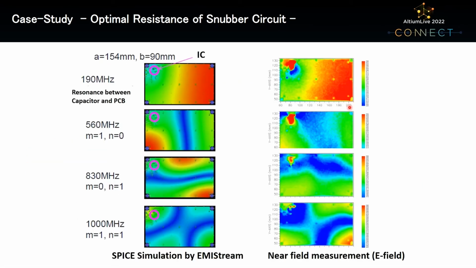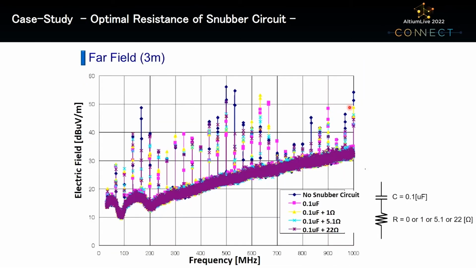This is the result of comparing resonance analysis by EMI stream with near-field measurement. As a condition, the parts in the four corners do not have a capacitor. Firstly, we confirmed that the resonance frequency and voltage distribution match in simulation and actual measurement. This is the result of far-field measurement.